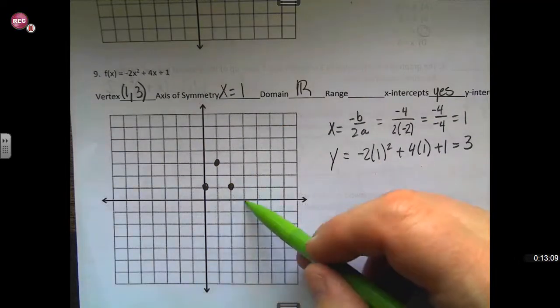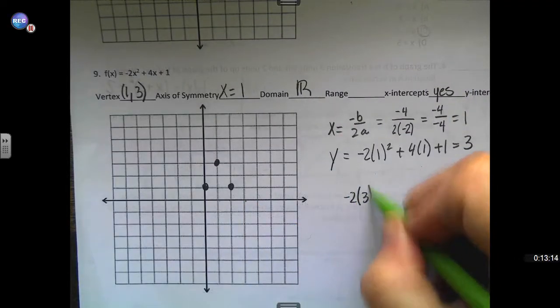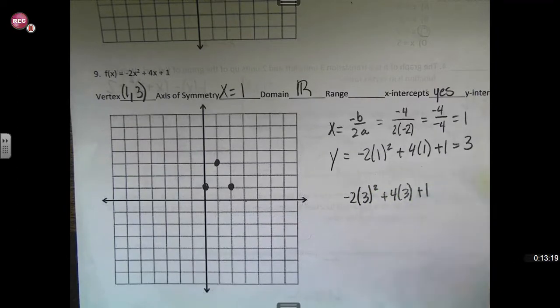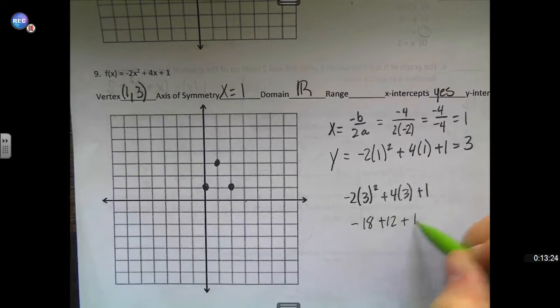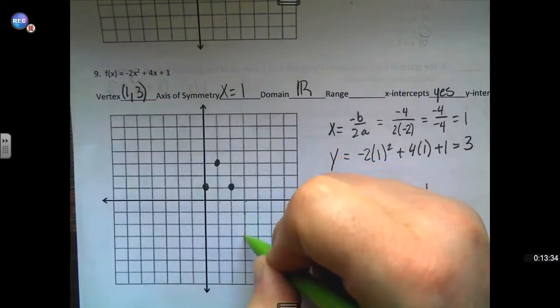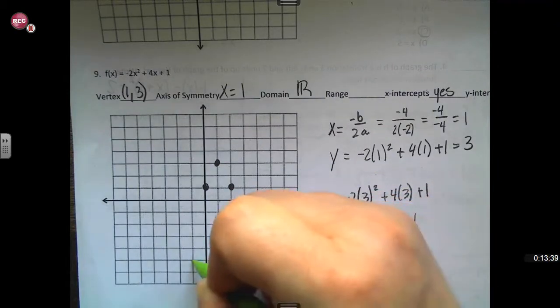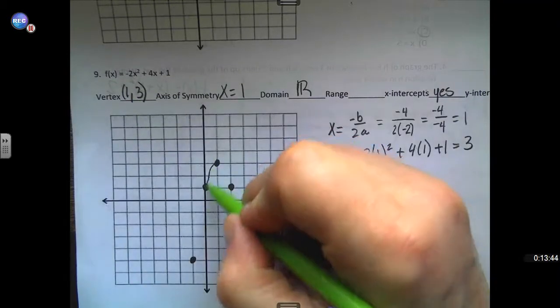If I plug in 3, I get negative 2 times 3 squared plus 4 times 3 plus 1. So that's going to be negative 18 plus 12 plus 1, that's negative 6 plus 1 is negative 5. This guy's a little skinny because of that 2 out front. Remember, that makes it skinnier.